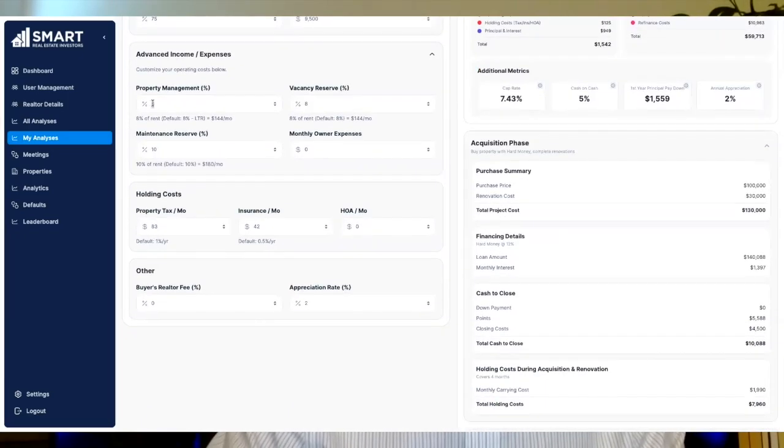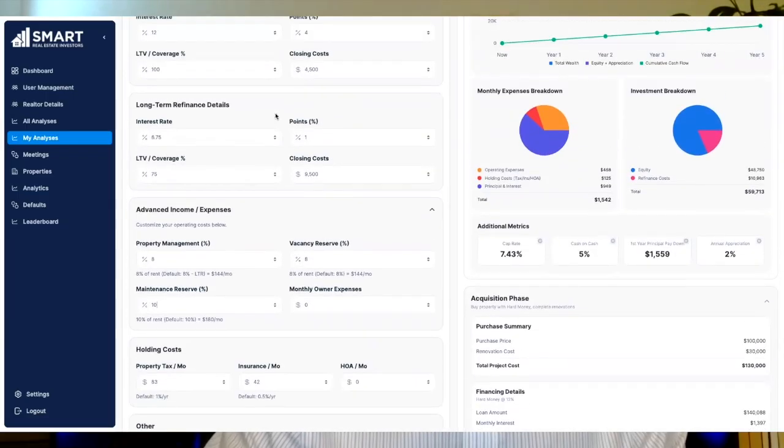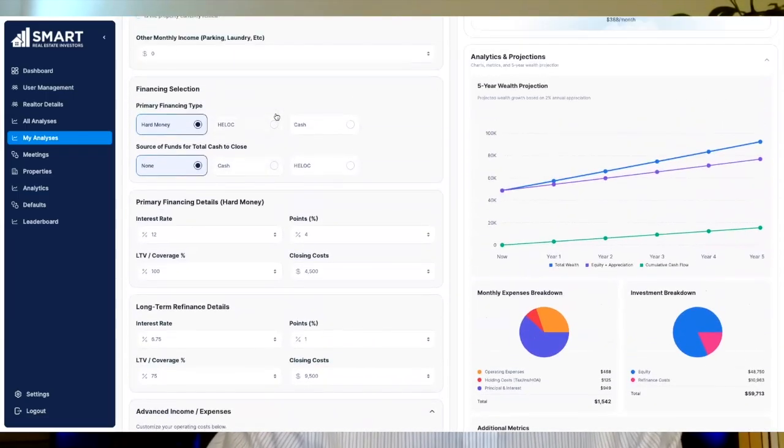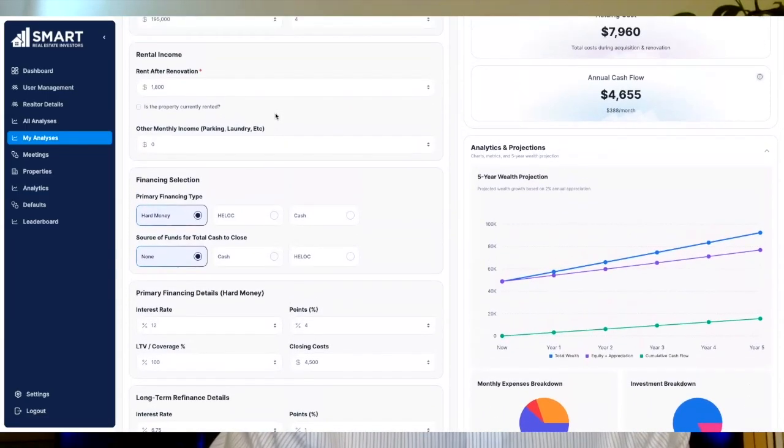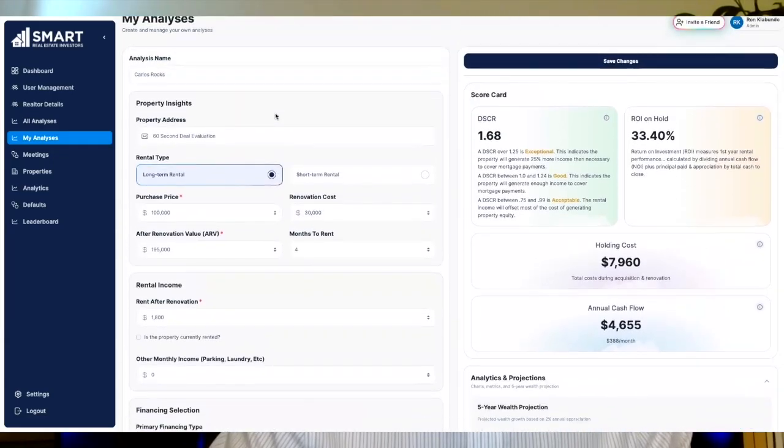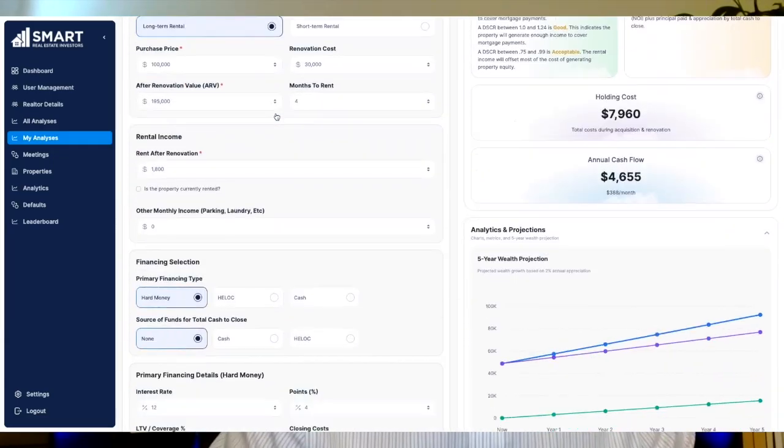As I enter these numbers, Smart REI automatically populates and calculates the other variables behind the scenes. This means I'm not spending my time building formulas or trying to remember what should be included. I can focus on what the numbers are telling me about the investment. Now we can look at the four numbers.